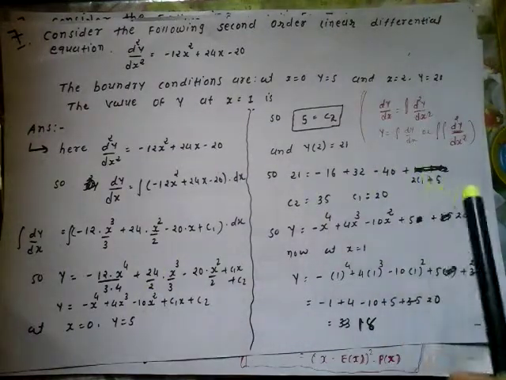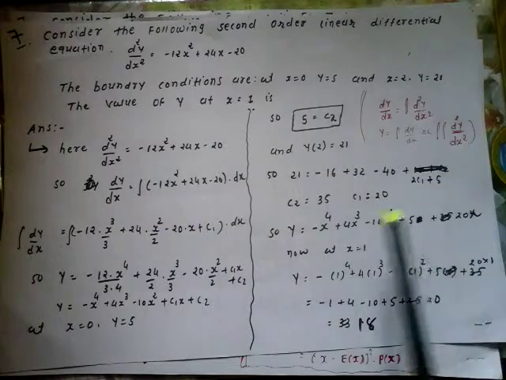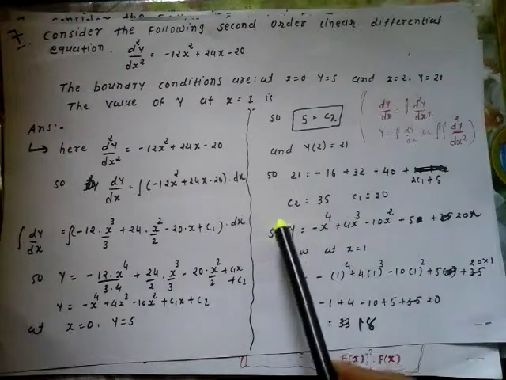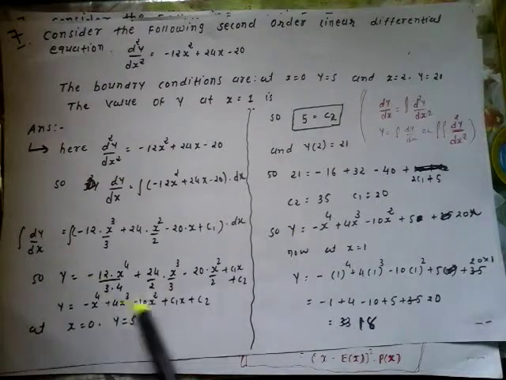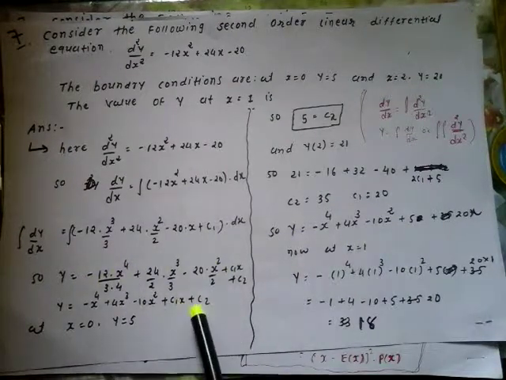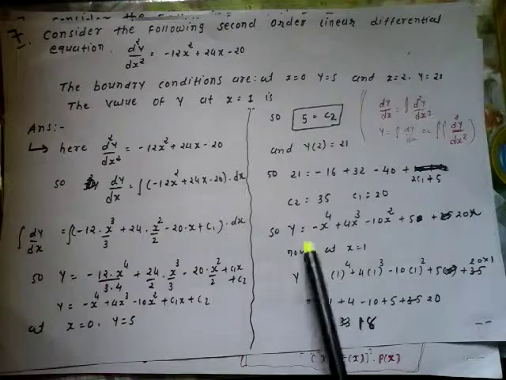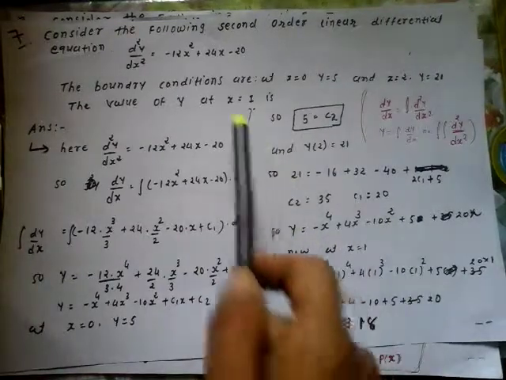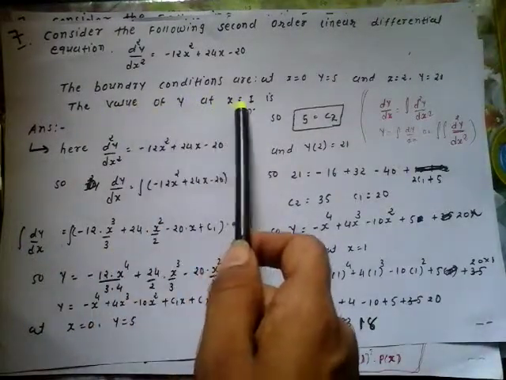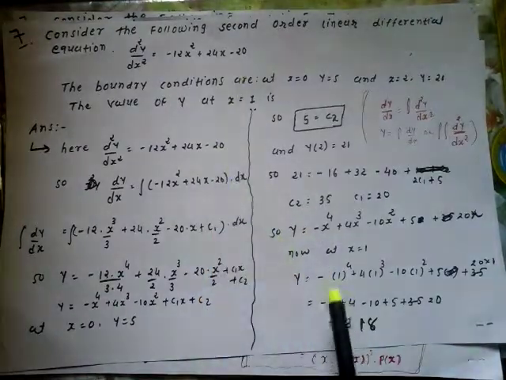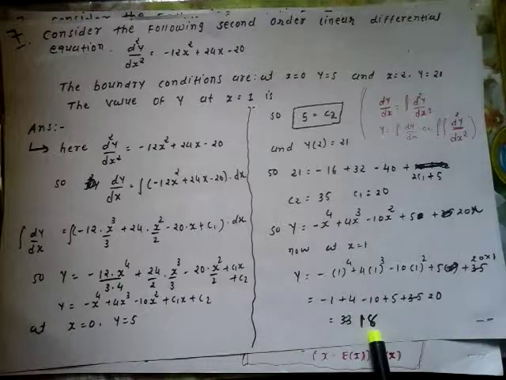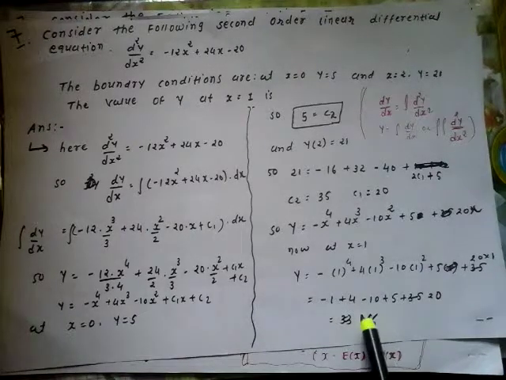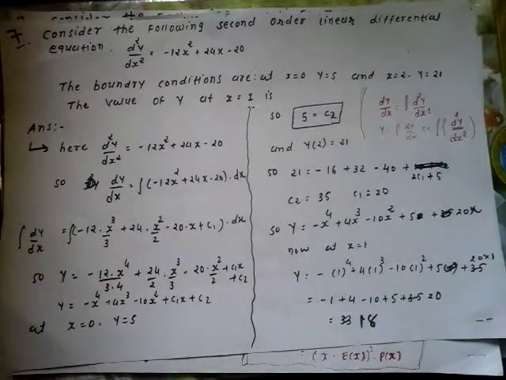After putting these values of c1 and c2, you will write the equation y is equal to minus x raised to 4 plus the terms which we have derived from this equation, and putting the values of c1 and c2. So the equation of y is given, and here it is asked what will be the value of y at x is equal to 1. So put x is equal to 1 in this equation, you will find y is equal to 18. Got it? Also you can find the equation by ordinary differential equation.